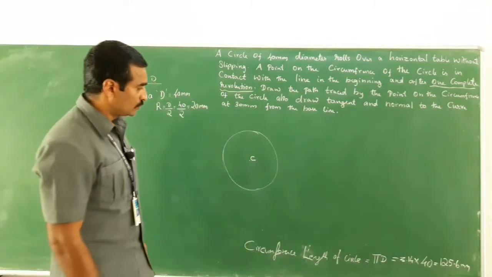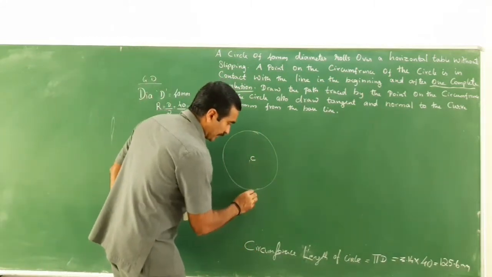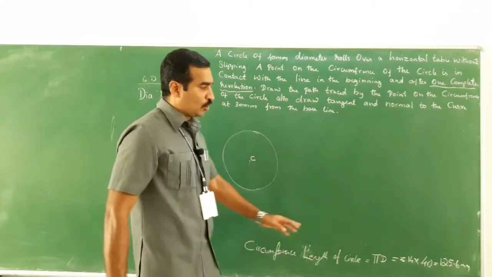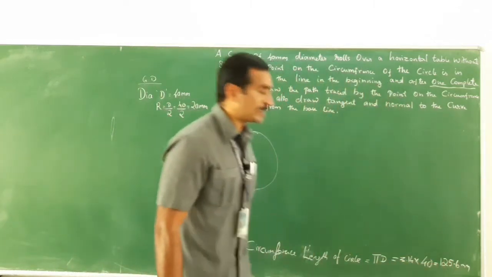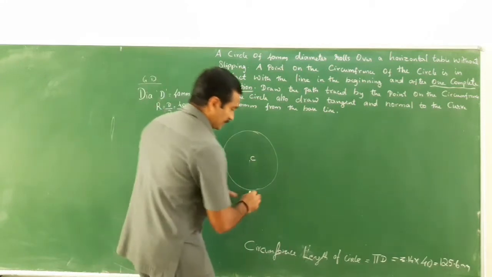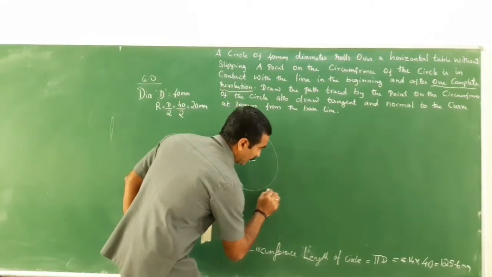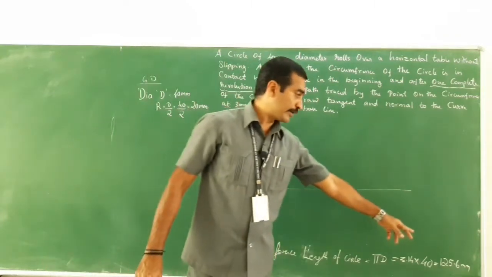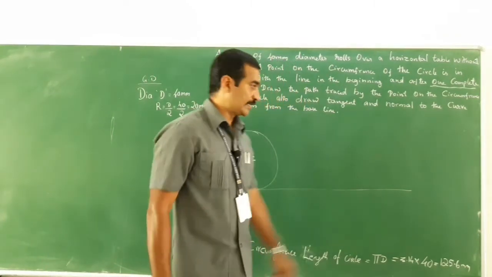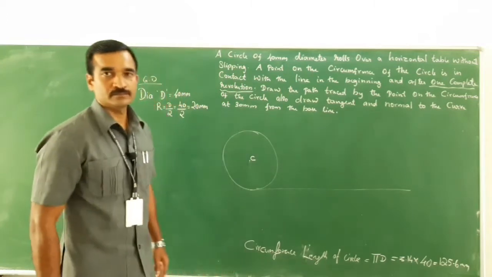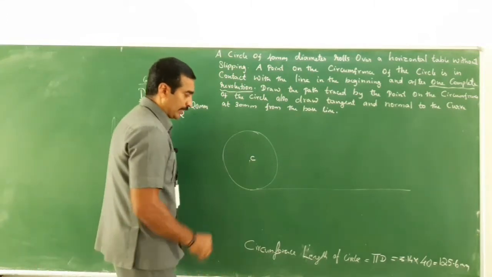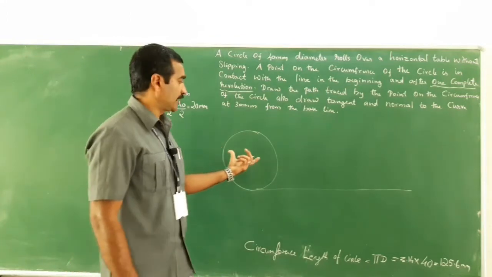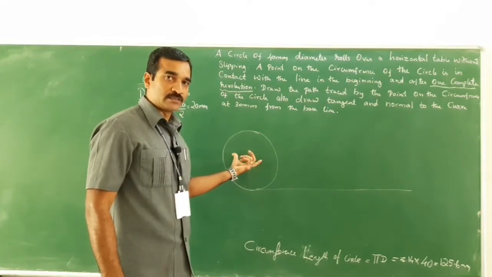Now, this is the contact point. From here, take 125.6 on the scale and draw a horizontal line of length 125.6 mm. Fine. Now, I am going to divide the circle into 8 equal parts.